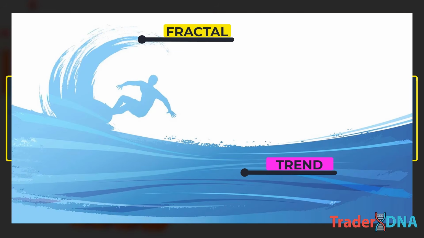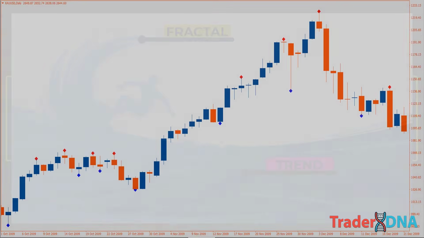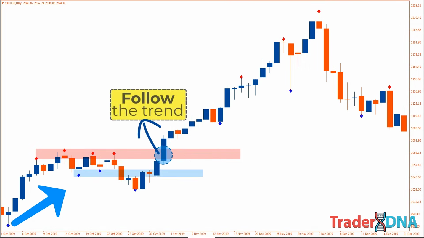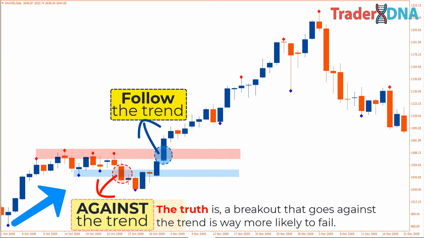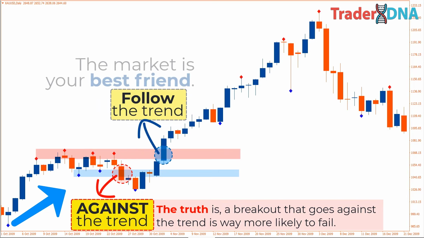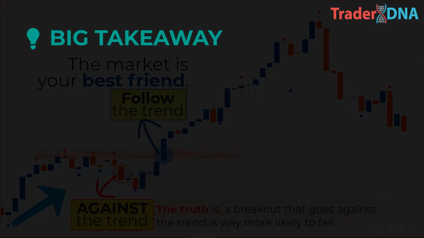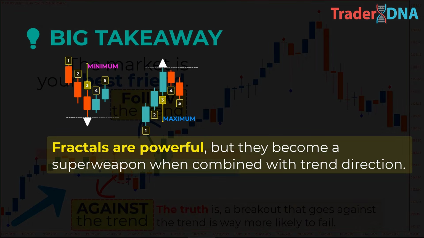So here's what we do differently. Instead of blindly jumping in on a fractal breakout, we ask, is this move going with the trend or against it? Because the truth is, a breakout that goes against the trend is way more likely to fail. You get false breakouts, price reversals, and that nasty little thing called emotional damage from losing trades. But when you enter with the trend, the market is your best friend. It carries your trade forward and boosts your chances of a solid win. Bottom line, fractals are powerful, but they become a super weapon when combined with trend direction.